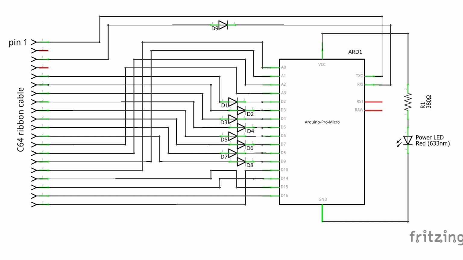The Commodore 64 case does have a power LED on it. You can simply wire that up to the VCC and ground connections on the Arduino itself. And do make sure you use a current limiting resistor. I've used a 390 ohm resistor on mine, but you want it around about 400 ohms.